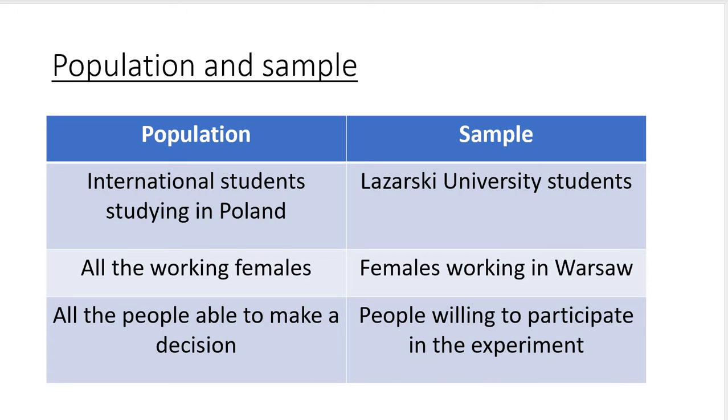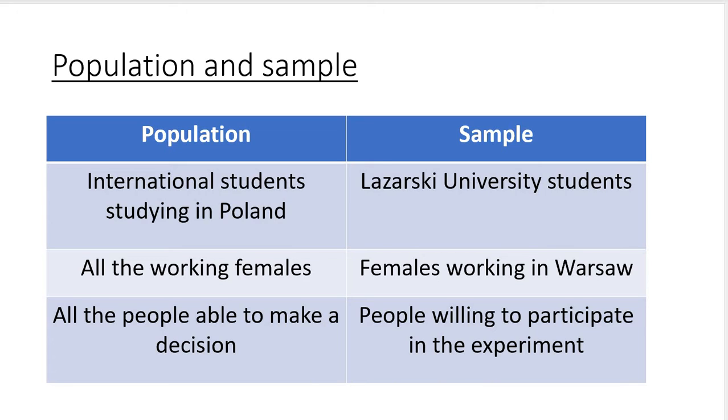Imagine that you are willing to assess, let's say, number of children among working females. So obviously it would be quite useful to survey all the working females, because this will make your theory as general as possible, as representative as possible. However, because you are located in Warsaw, you might only survey females who work in Warsaw. So even though your population consists of all the working females, you can only survey females working in Warsaw, who will constitute your research sample.